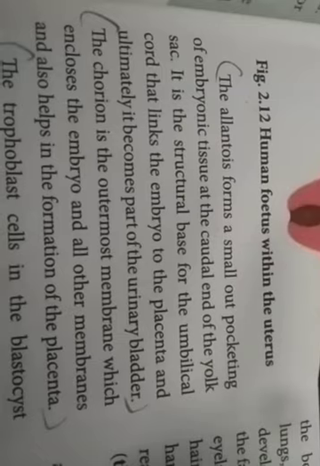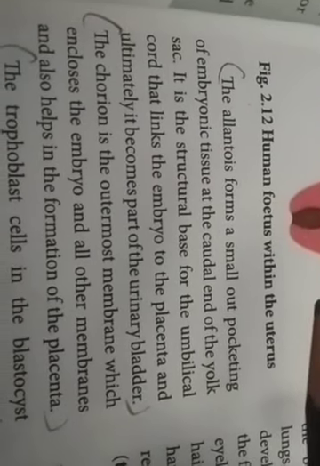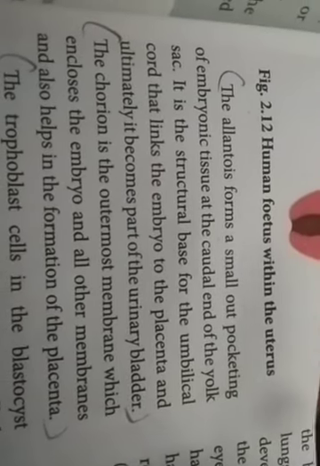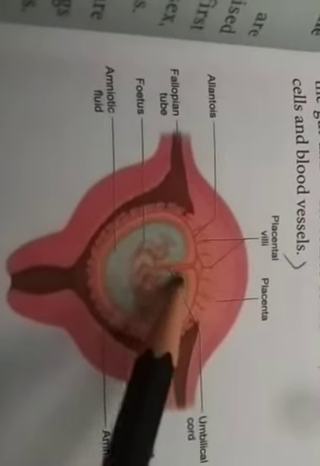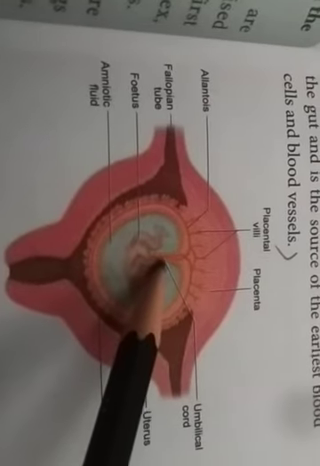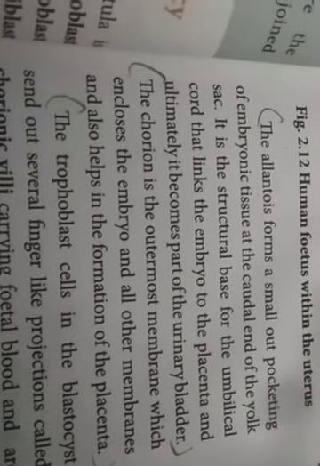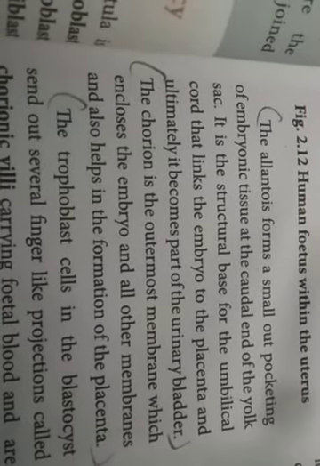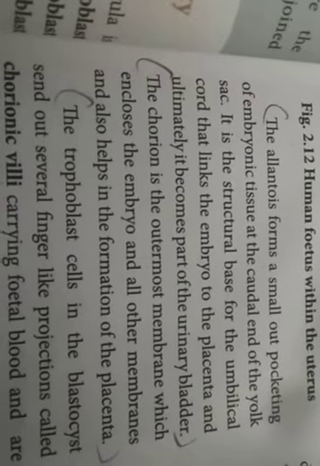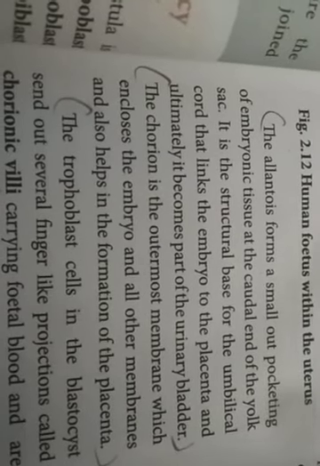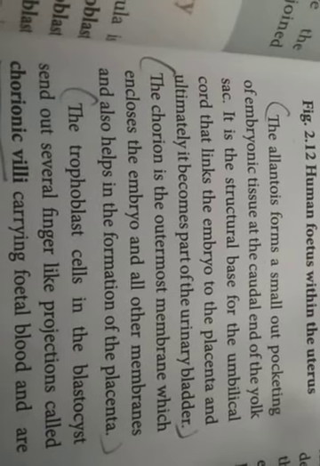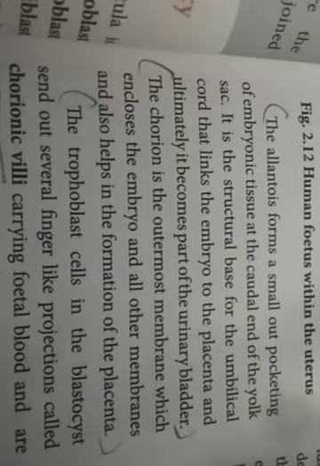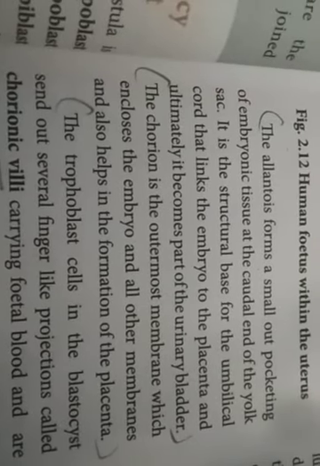Okay, it is the structural base of the umbilical cord that links the embryo to the placenta. So this we are saying, the umbilical cord, is the allantois. It is forming the outer structure of the umbilical cord. Then it is helpful for the formation of the placenta. This umbilical cord links the embryo and the placenta. It is otherwise known as a part of the urinary bladder. Which one? This allantois.